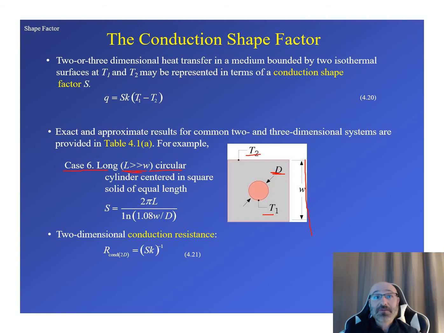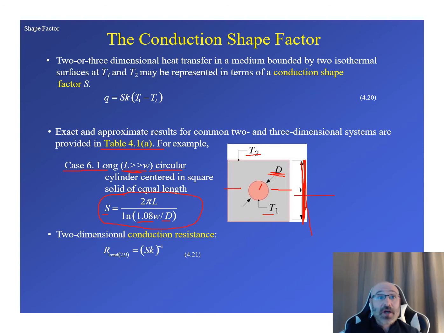So if this is the case for the problem that we have, then we can use this shape factor that we looked up from that table 4.1a. Our shape factor S is equal to 2 pi L, where L is the length of that circular cylinder, divided by the natural log of 1.08 W, which, again, this is a square, so this is the length and the width of that square, divided by D, which is the diameter of our circular cylinder inside of that square. Not only inside it, but centered inside of that square as well. So we know the location of the center is going to be W over 2.